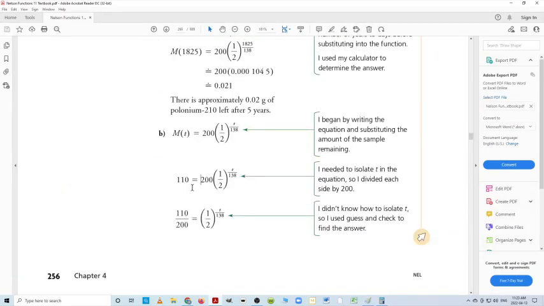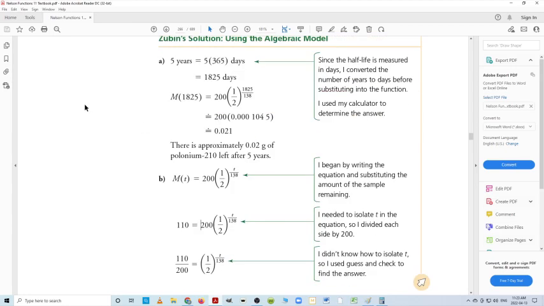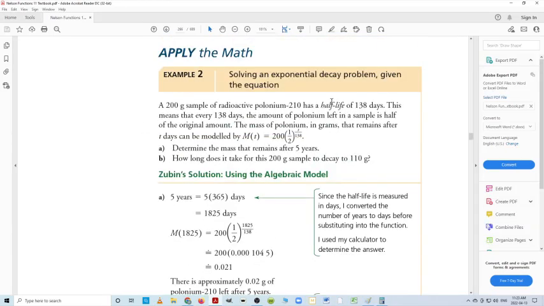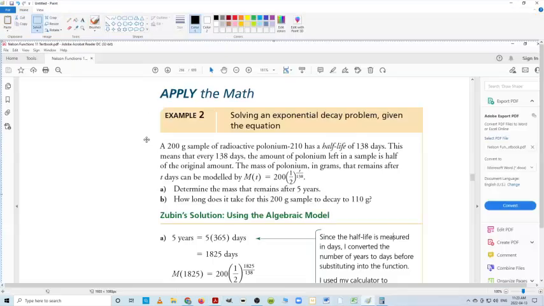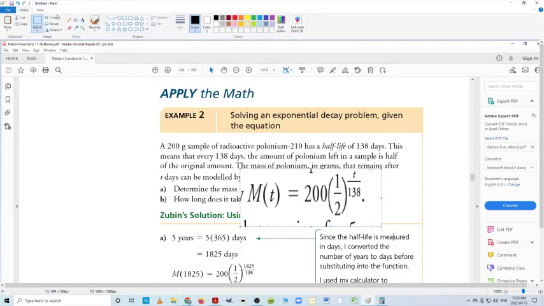And they go into explaining it. Well, let's look at how they came to that conclusion. So we're looking at 200 grams of a radioactive material, and every 138 days, that's going to become half. So it's going to become 100 grams of radioactive material after 138 days. And it's given by this equation here. Well, it also helps to model these things in Desmos, always, just to help understand things.